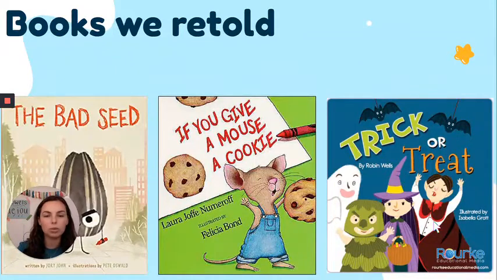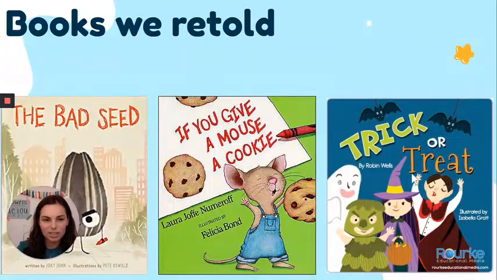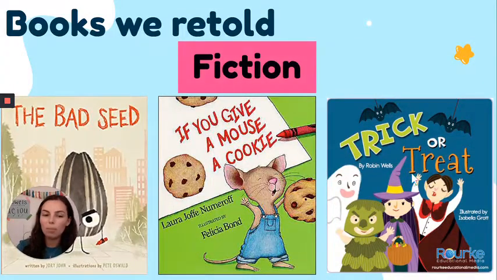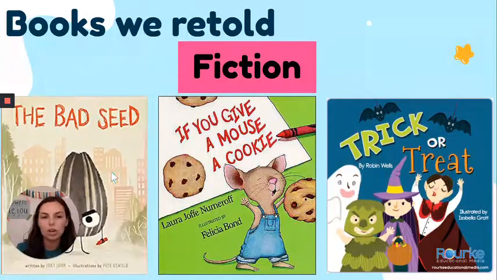And so some of the books we've retold are The Bad Seed, If You Give a Mouse a Cookie, and Trick or Treat. These are all books with made-up characters. Mice really don't wear overalls and eat cookies, so we call these books fiction. All of these are fake. They're just fun stories that we like to read.